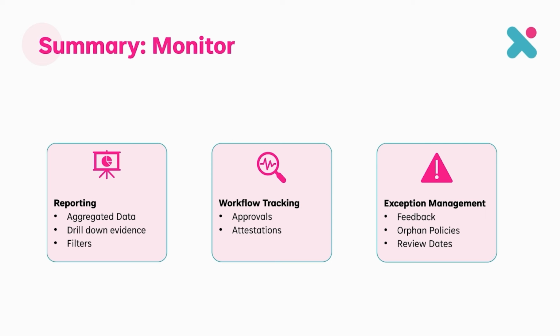The second thing is we were able to track the status of how approvals and attestations were going through that workflow process. And then the final piece is to be most efficient with your time, we're going to focus on exception management. So how can I find things which aren't right with our policies, the feedback? How can I find policies without owners, so those orphan policies? And how can I be on top of those review dates before it happens? So that wraps up our explainer on Policy Express and on the review stage.